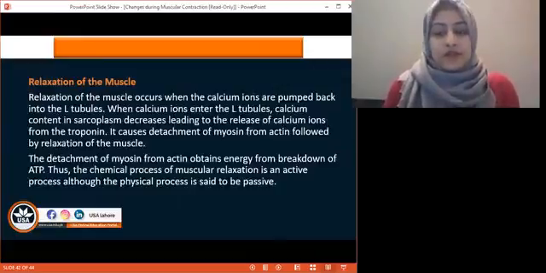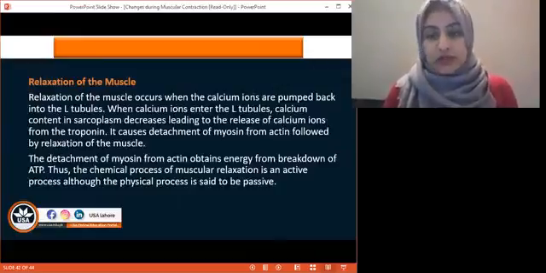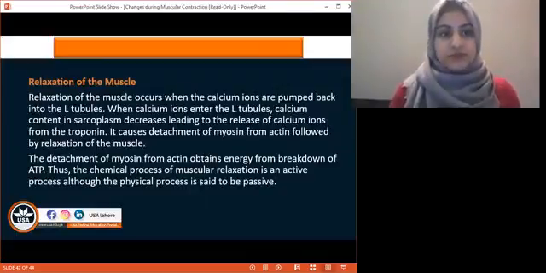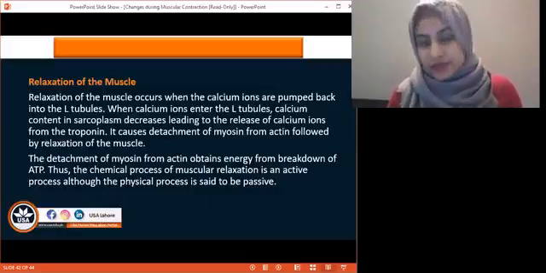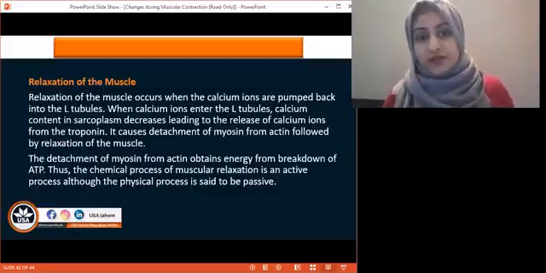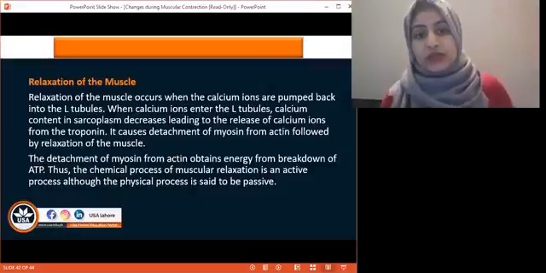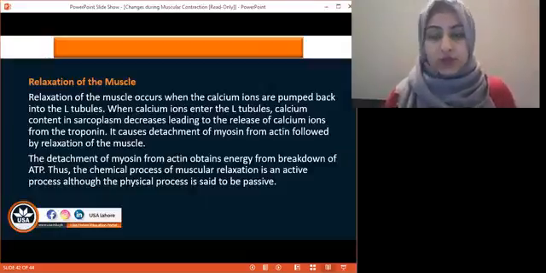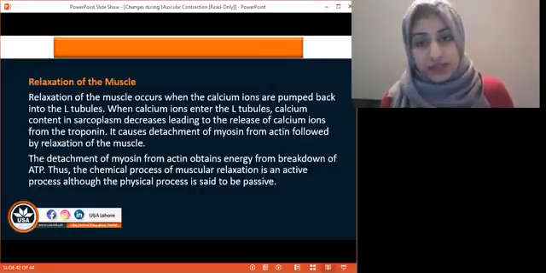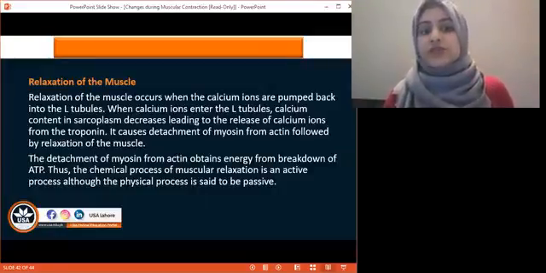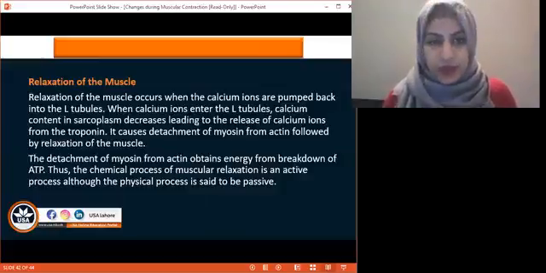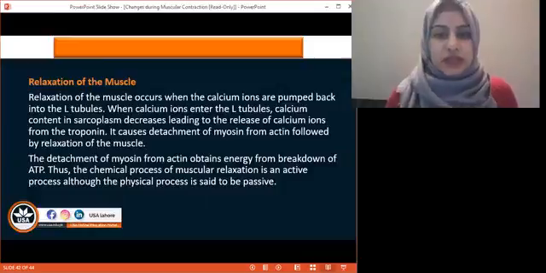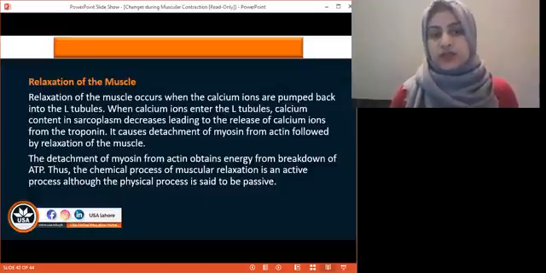Now, if this keeps on happening, how will the muscle relax? How will it go into repolarization? The relaxation of muscle occurs when the calcium ions are pumped back into the L tubules. The calcium ions which were attached to the F actin molecules via troponin C move back. When the calcium ions enter the L tubules, calcium content in the sarcoplasm decreases, leading to the release of calcium ions from troponin. It causes detachment of myosin from actin, followed by relaxation of the muscle.